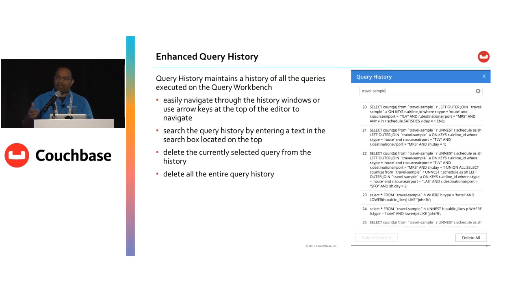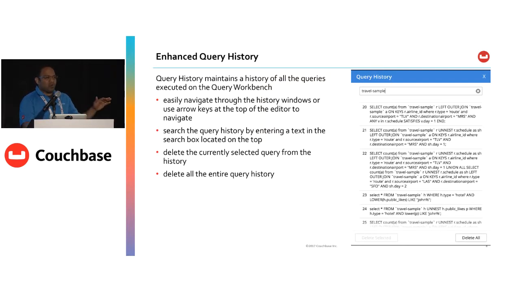Now you want to go back and forth between them. So we have this query history window, which gives you a full view of all the queries you have executed. You can search on it. You can in fact select a query. If you want to clear the queries, you can delete them. But the main idea is to make it easy for you to navigate between the queries you have executed, right?